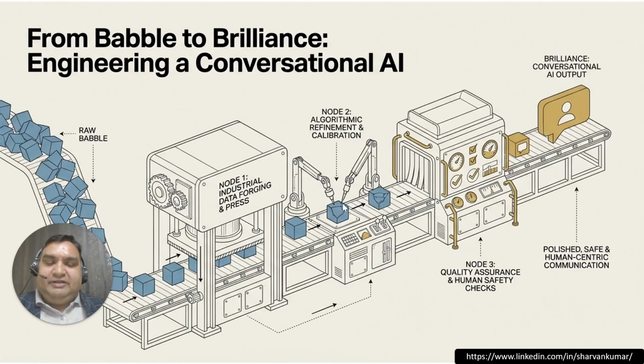Then we have algorithmic refinement. Algorithmic refinement is the place where the model actually runs. And finally, node 3, which is quality assurance and human safety checks. So a chatbot is not just one thing, it is a big pipeline.